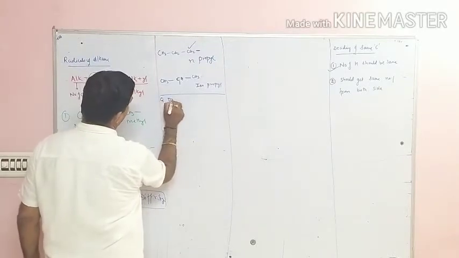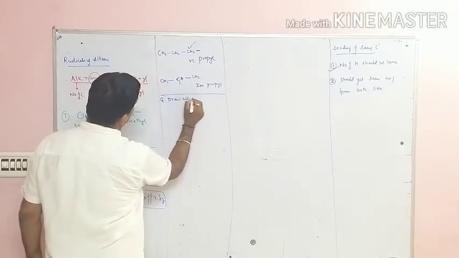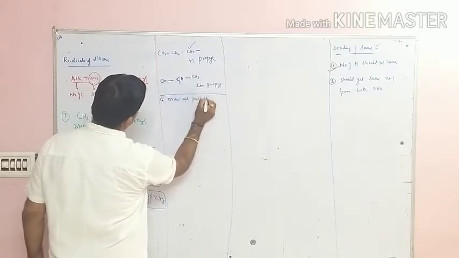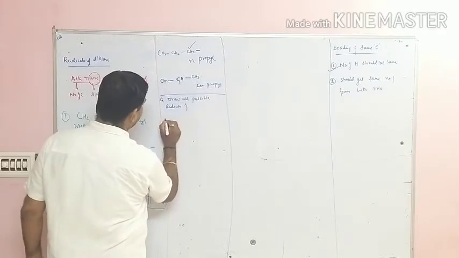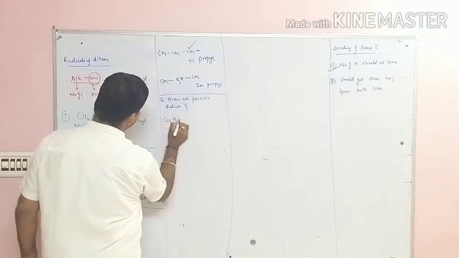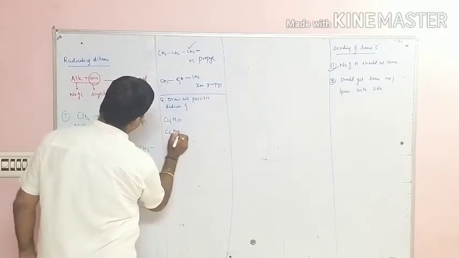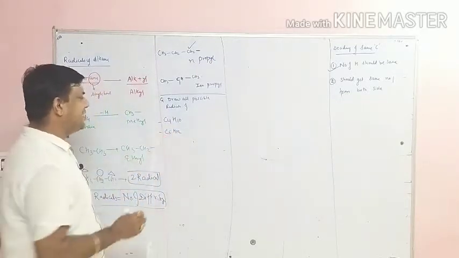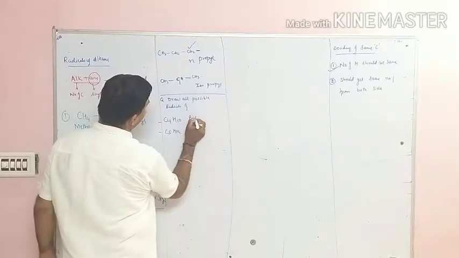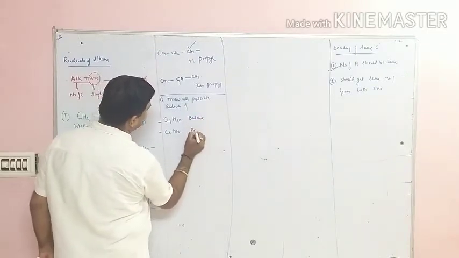Now students, question: draw all possible radicals of, I am taking two compounds, C4H10 and C5H12. This is the question, that you have to draw all possible radicals of butane and pentane. This compound is butane and this compound is pentane.